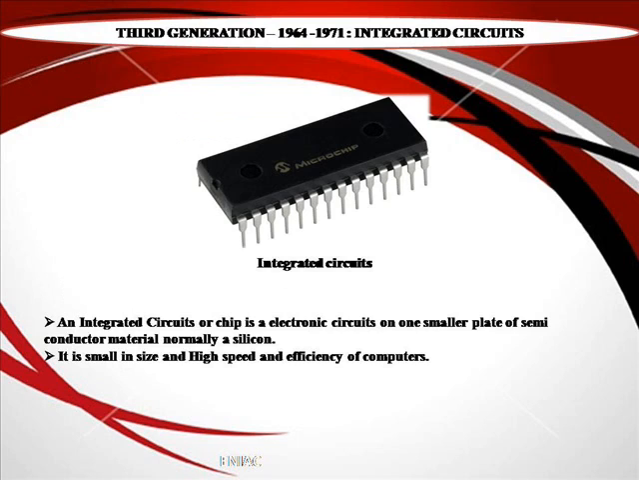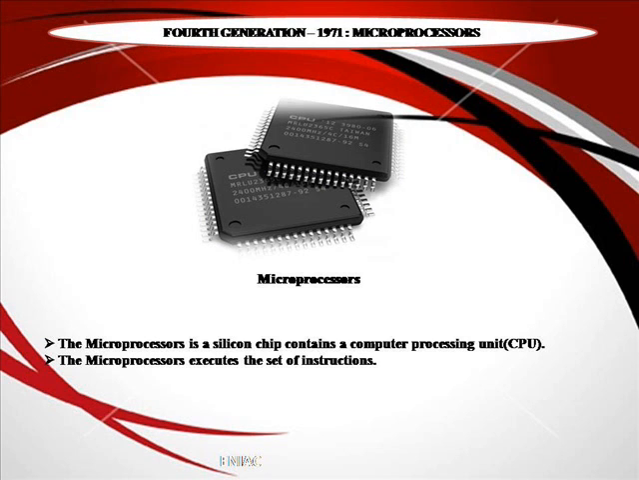Third generation, 1964 to 1971, integrated circuits. An integrated circuit, or chip, is an electronic circuit on one small plate of semiconductor material, normally silicon. It is small in size, with high speed and efficiency for computers. Fourth generation, 1971, microprocessor. The microprocessor is a silicon chip that contains a CPU, central processing unit. The microprocessor executes the set of instructions.